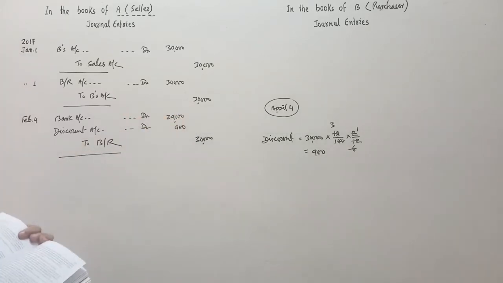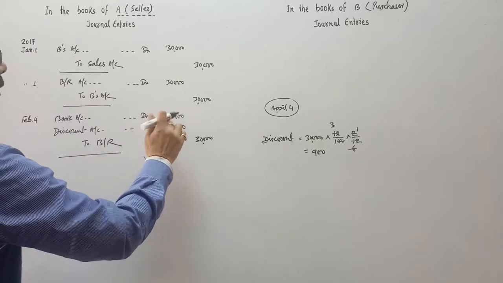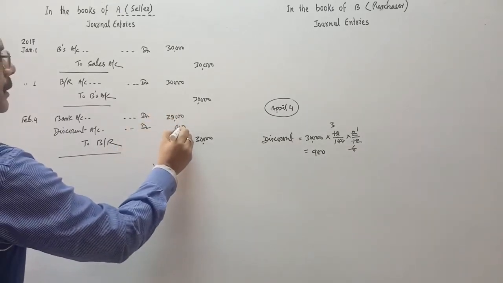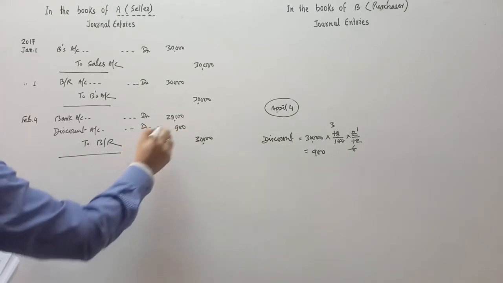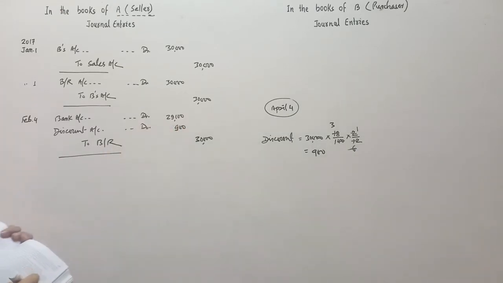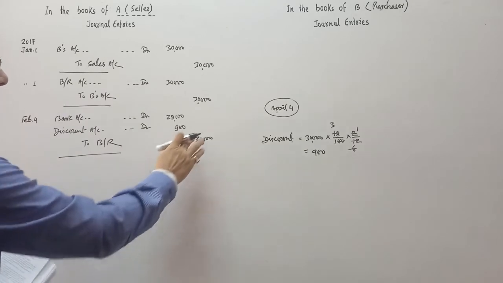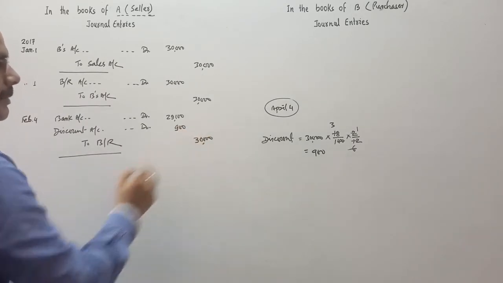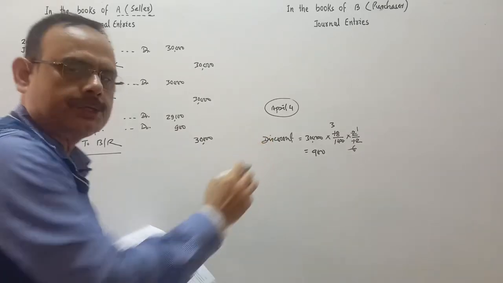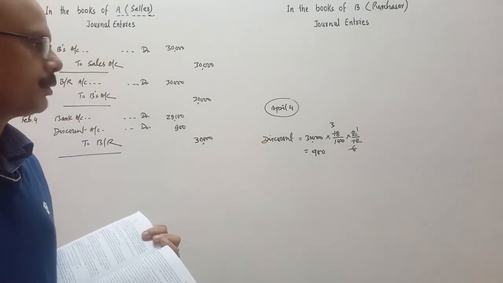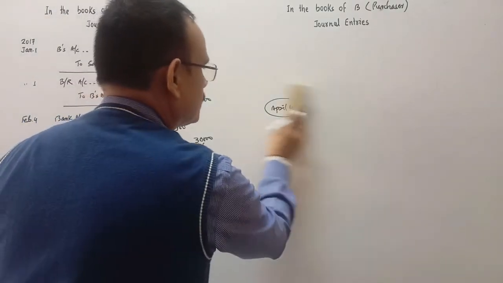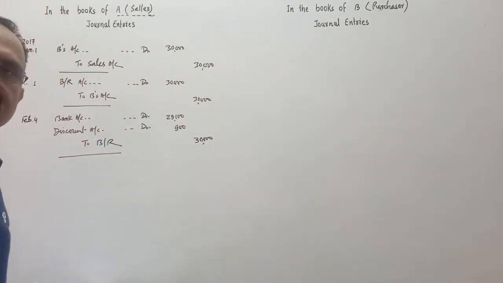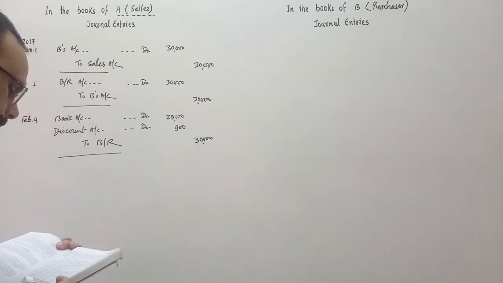So bank account debit 29,100, discount account debit 900, to bills receivable 30,000. Is it clear? 30,000 bills receivable. So you do this calculation in the working note. So this one is clear. The bill is discounted 2 months before the due date, so discount will be calculated for 2 months only.